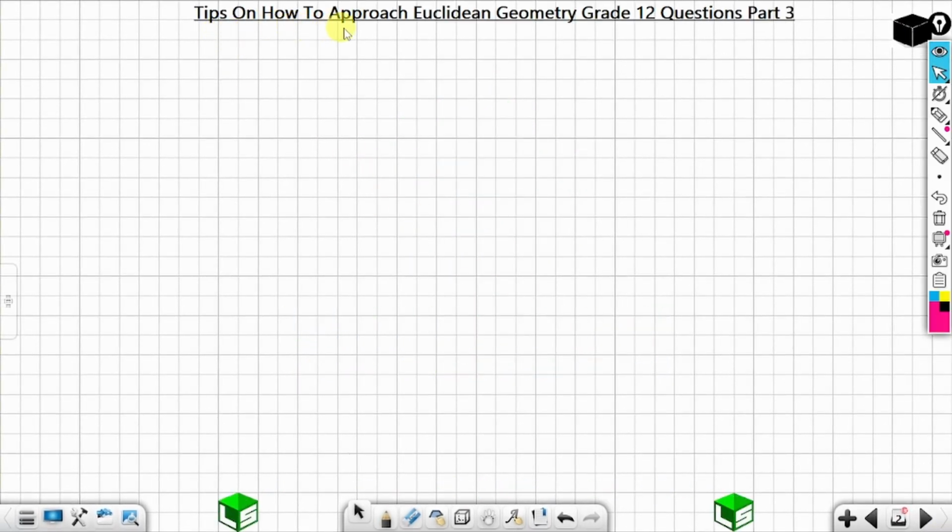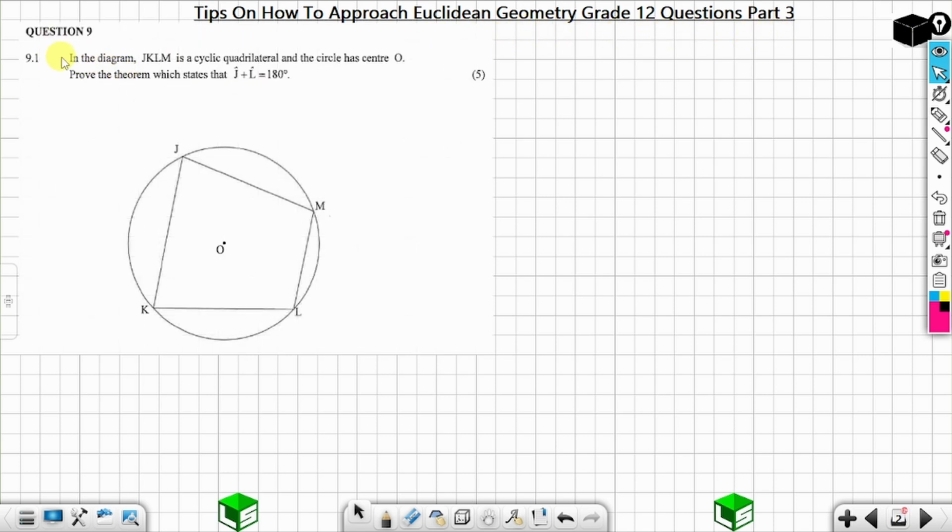Tips on how to approach Euclidean geometry questions, part 3. Okay, question 9. You are given this diagram. In the diagram, JKLM is a cyclic quadrilateral and the circle has center O. Prove the theorem which states that angle J plus angle L is equal to 180 degrees.